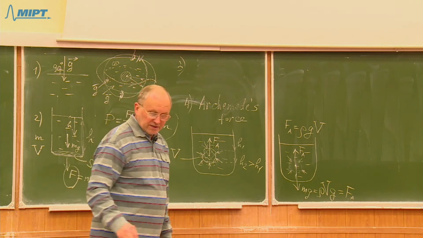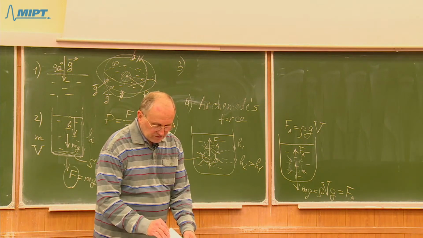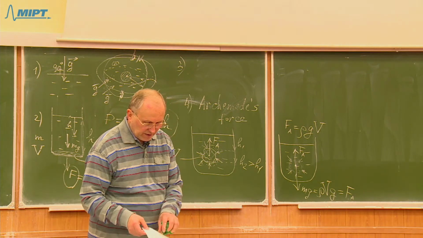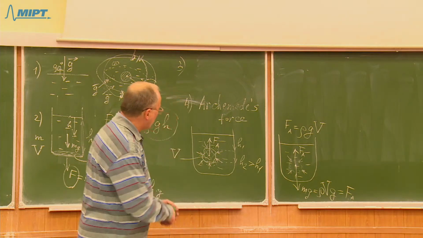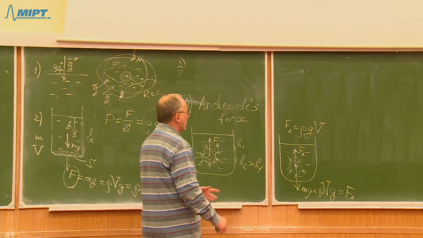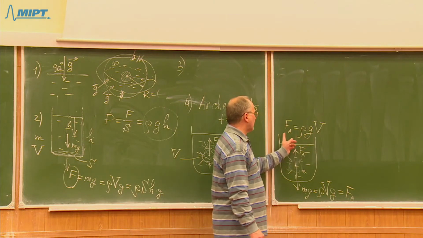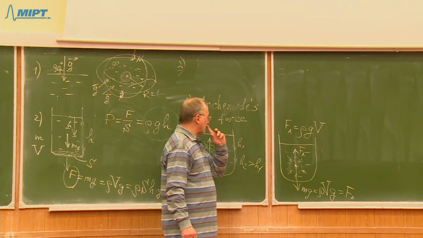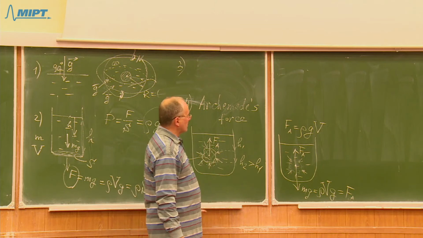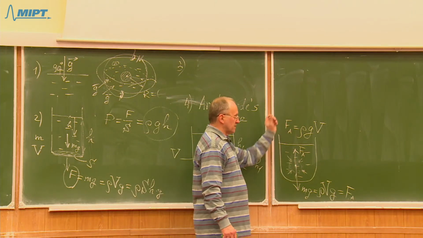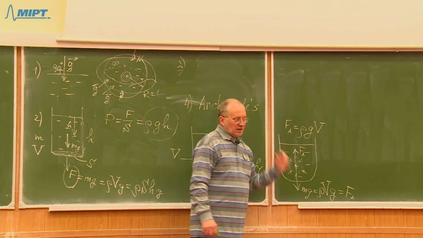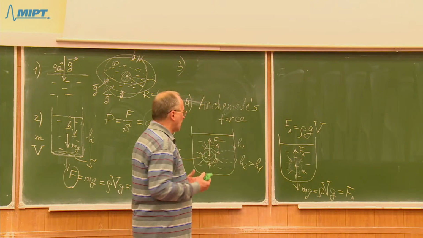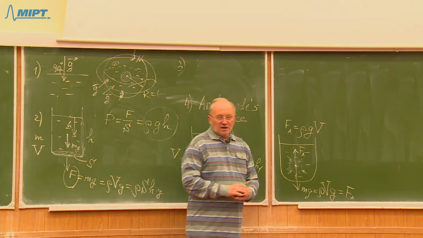So such simple considerations, such arguments, can be presented to derive the expression for the Archimedes force. Also, this Archimedes force is called a force of buoyancy because this force tends to lift the object upward.